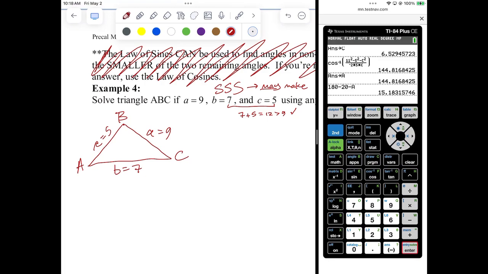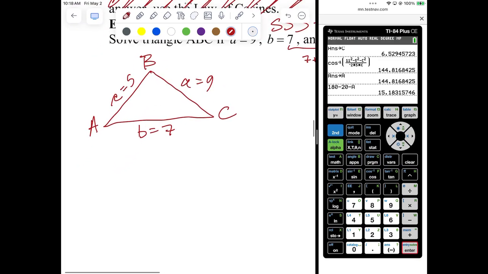Let's find C first. Okay. If I'm going to find angle C, then what has to go by itself on the left? Little c squared. Good. So we're going to do little c squared equals a squared plus b squared minus 2. Don't forget the minus 2. A times b times cosine of angle C. That's the version we're going to use.